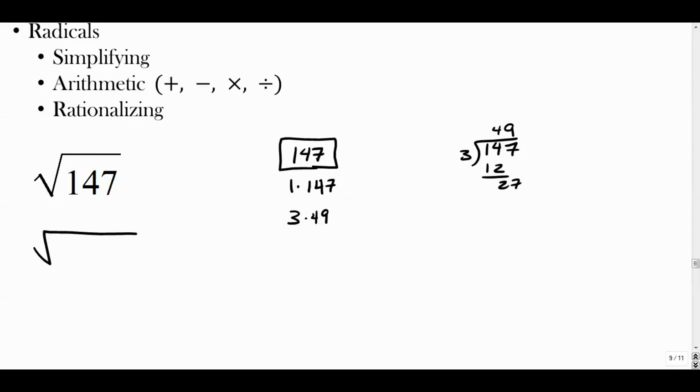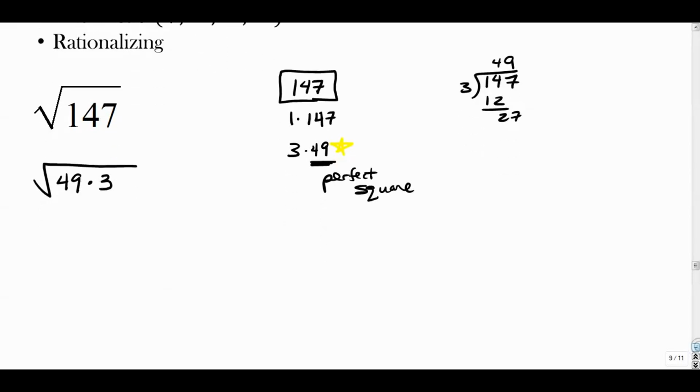And that is a really, really good thing, because I noticed that, I'm going to write it like this, 49 times 3. I noticed that 49 is what we call a perfect square. A perfect square, of course, is a number that is the result of 2 numbers multiplied together to get it. 49, of course, is the product of 7 and 7. And when we work with radicals, we always want to be thinking about perfect squares.